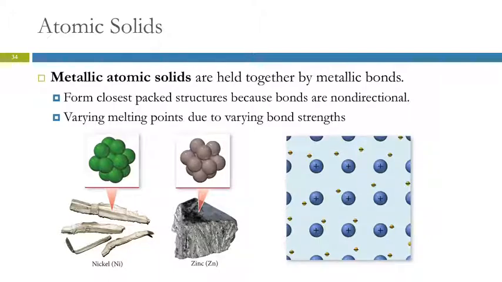They're also going to form closest packed structures. The bonds are non-directional, so they can just nestle together however they wish, and generally that's going to be a closest packed structure. The melting points of metals vary depending on how strong those metallic bonds are. Mercury is a liquid at room temperature. The bonds between the mercury atoms are weak. Other metals melt at very, very high temperatures, and so it's kind of all over the place.